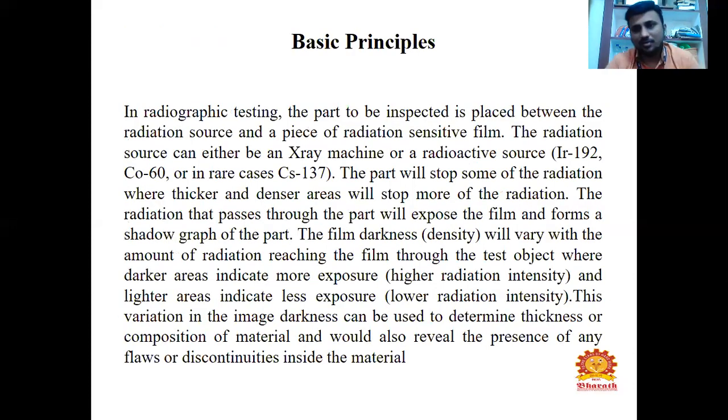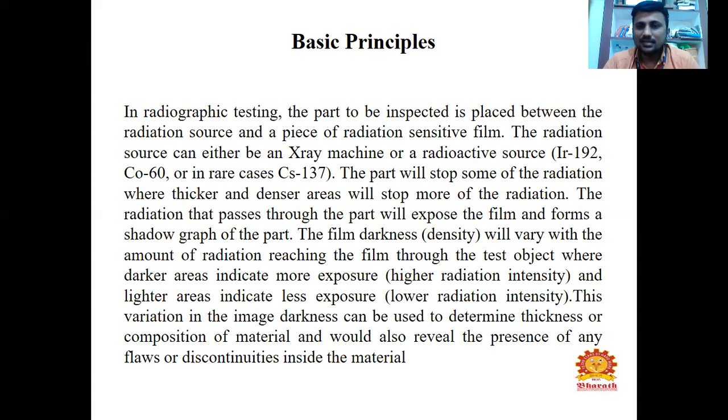Now, the basic principle of radiographic testing. The part to be inspected is placed between the radiation source and a piece of radiation-sensitive film. The radiation source can be either an X-ray machine or a radioactive source. The part will stop some of the radiation, where thicker and thinner areas will stop more or less of the radiation. The radiation that passes through the part will expose the film and form a shadowgraph of the part.